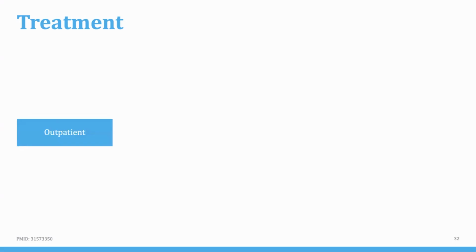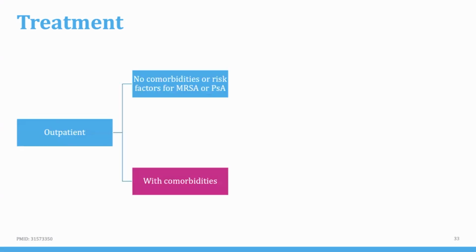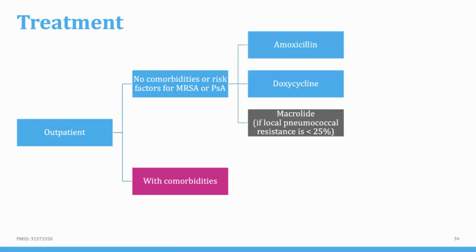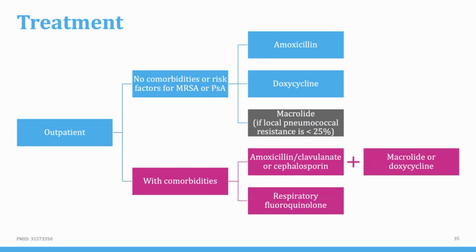So first, how do you treat outpatient CAP? If they don't have any comorbidities or risk factors for MRSA or Pseudomonas, you primarily will use monotherapy with either amoxicillin or doxycycline. You could consider using a macrolide, but you would need to know your local resistance profile. If they do have comorbidities, then you would likely employ a combination approach with a beta-lactam, either amoxicillin clavulanate or cephalosporin, in combination with a macrolide or doxycycline, with the latter providing you Legionella and other so-called atypical coverage.